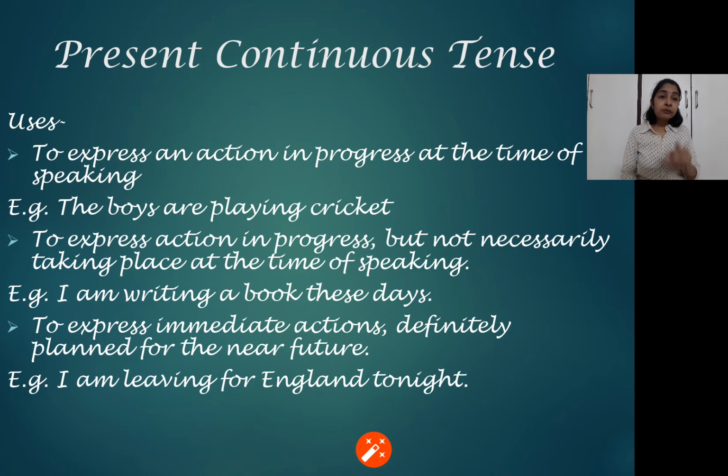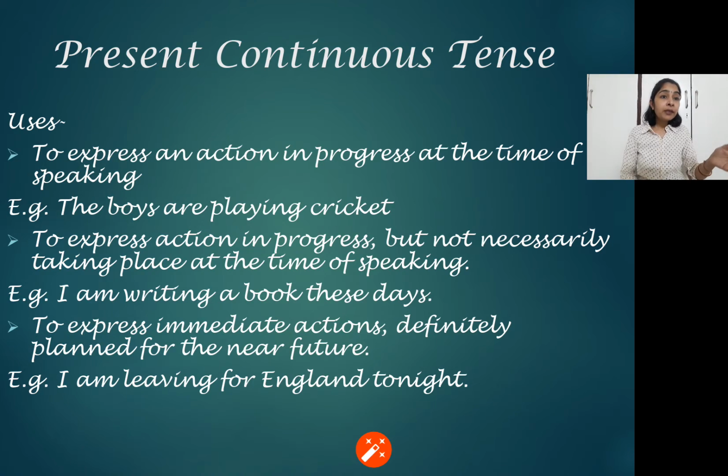Present continuous tense means right now what is going on. Now, where is it used, in what kind of sentences, in describing what things? First, to express an action in progress at the time of speaking. That means when we are speaking, whatever is going on in front of us, whatever is visual to us, whatever we are seeing, whatever we are doing, if we are describing that, then we use the present continuous tense.